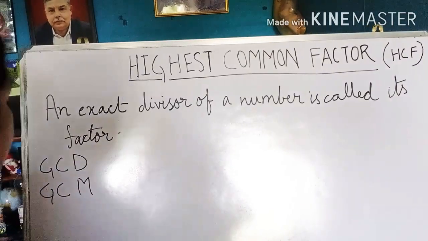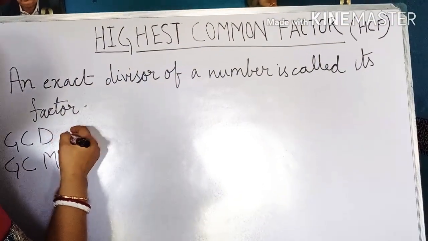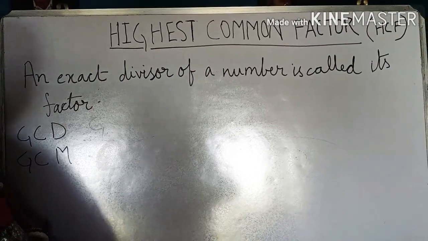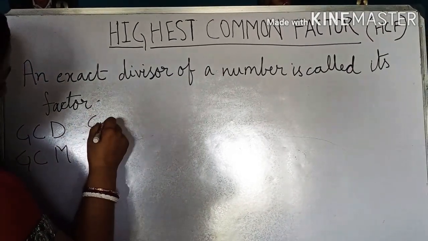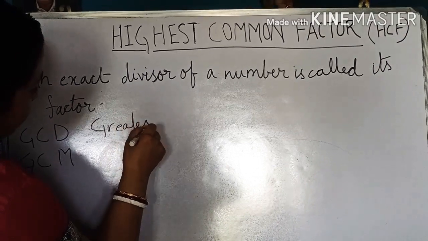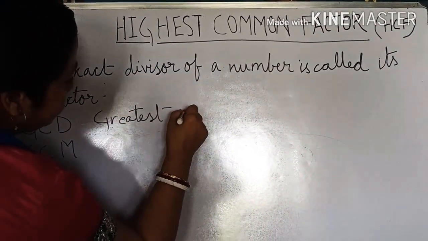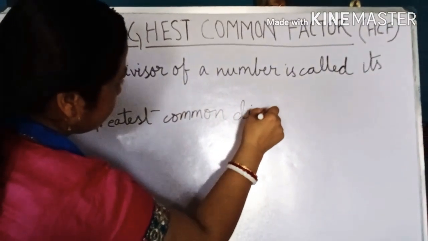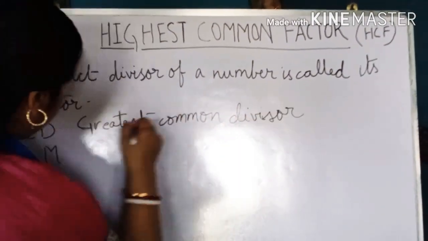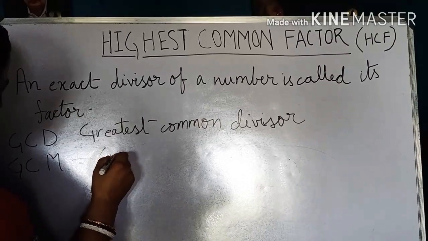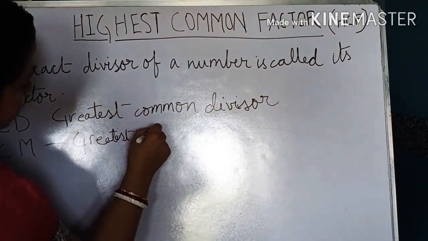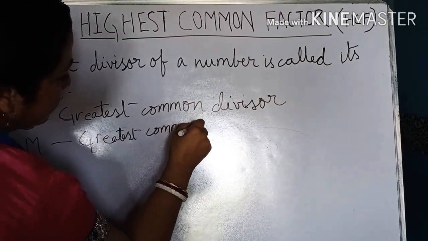HCF is also known as GCD, that is greatest common divisor, or GCM, that is greatest common measure.